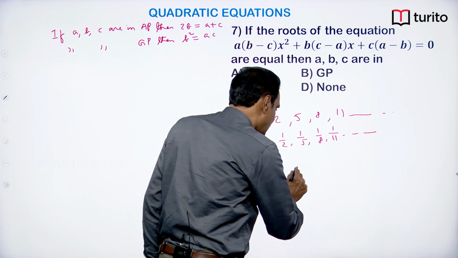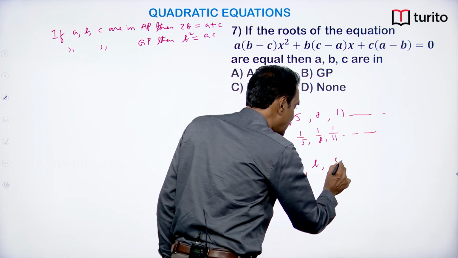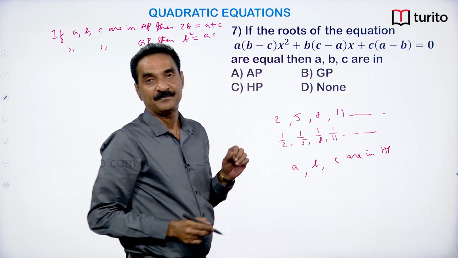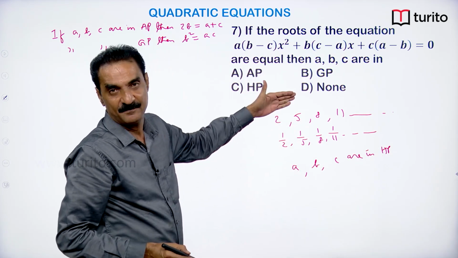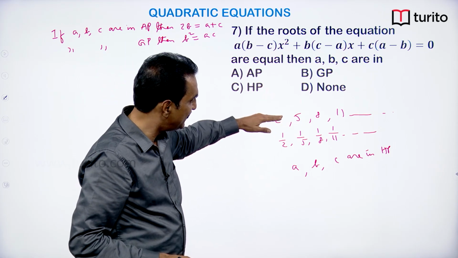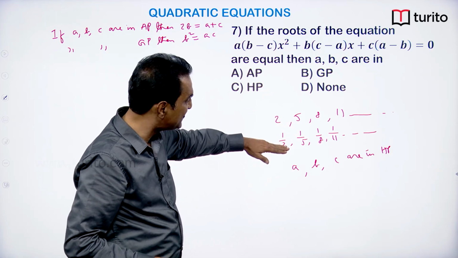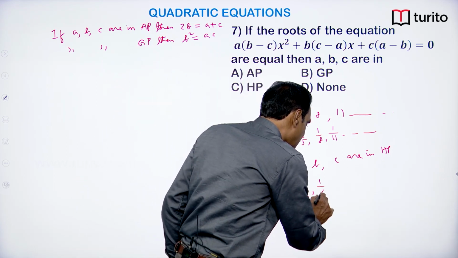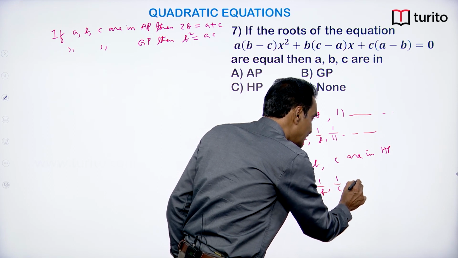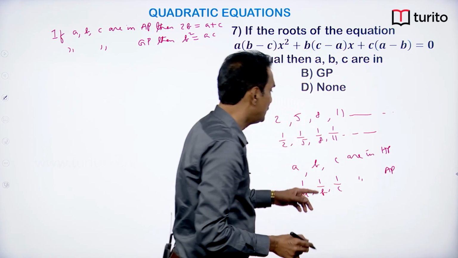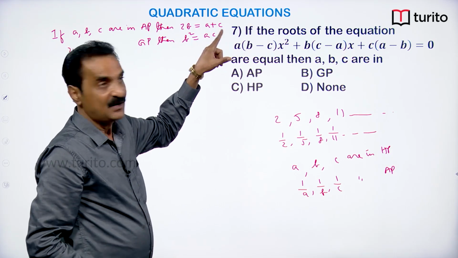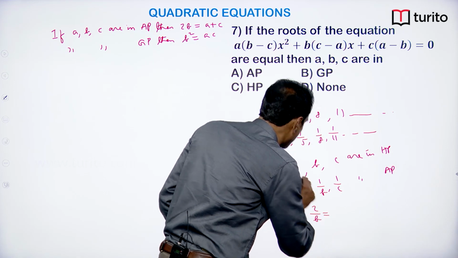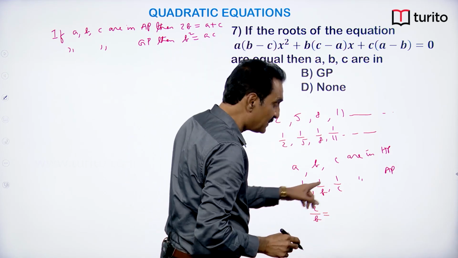So, if you say A, B, C are in HP, then the reciprocals will be in AP. Reciprocals of AP will be in HP, reciprocals of HP will be in AP. So, we get 1 by A, 1 by B, 1 by C are in AP. Then using this first condition, 2 into middle term, 2 by B is equal to 1 by A plus 1 by C.